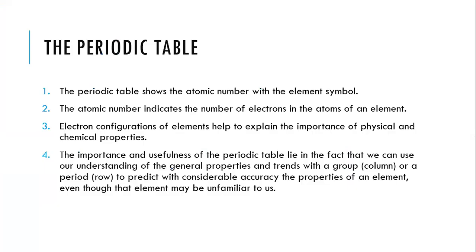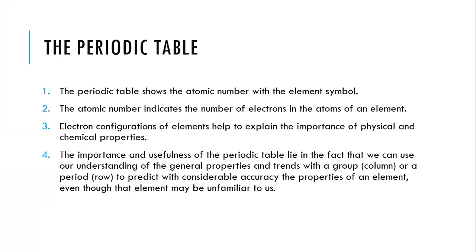The periodic table. The periodic table shows the atomic number with the element symbol. The atomic number indicates the number of electrons in the atoms of an element. Electron configurations of elements help to explain the importance of physical and chemical properties.